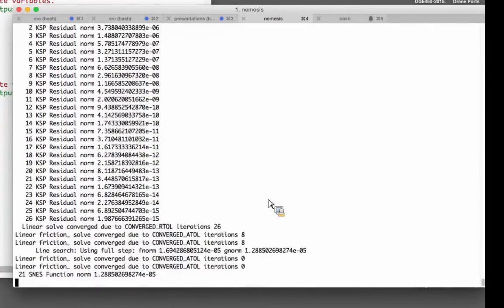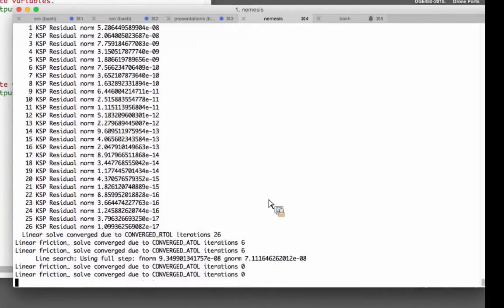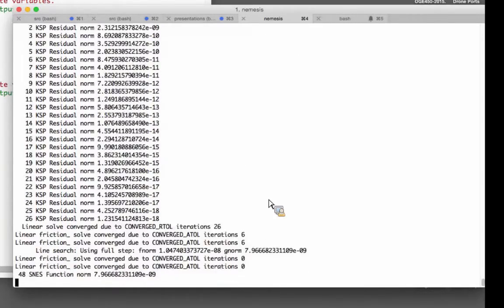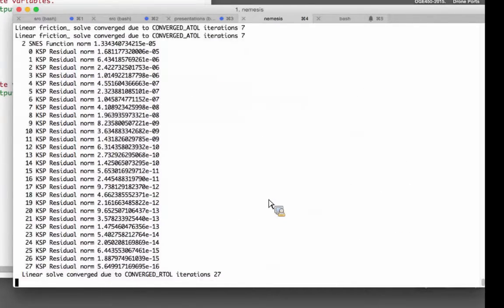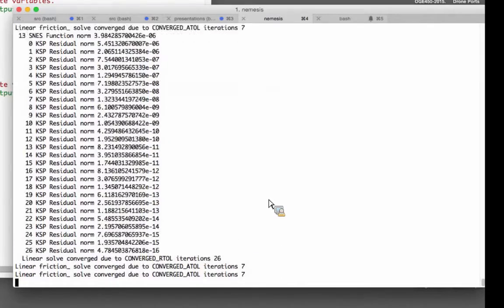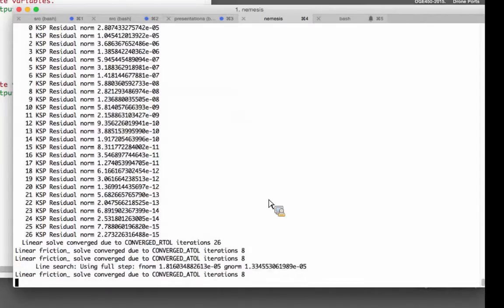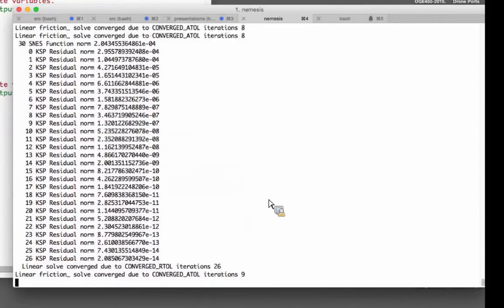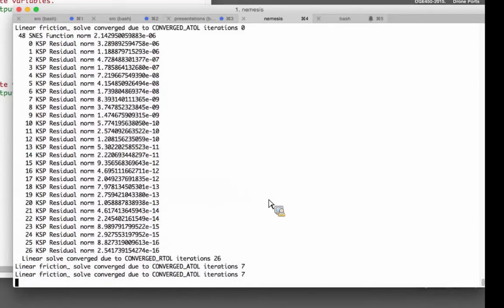That's one of the things you'll see as these residual norms are sliding by. Sometimes you'll see it's doing just a bunch of linear solves, and it's going back to a nonlinear solve. So it's actually spending most of the time doing the nonlinear solves. It's the slipping time steps, with slip, where the solver is spending most of its time.